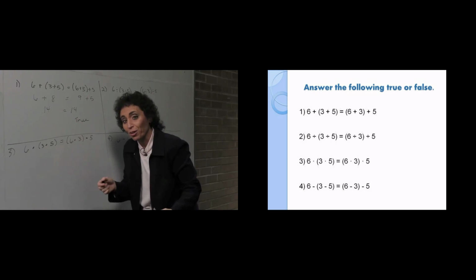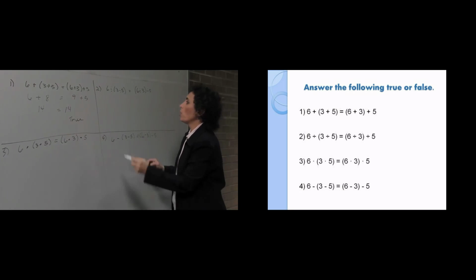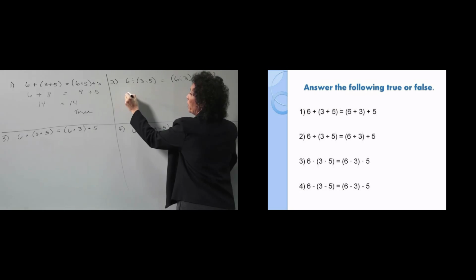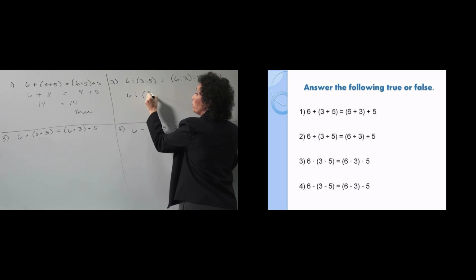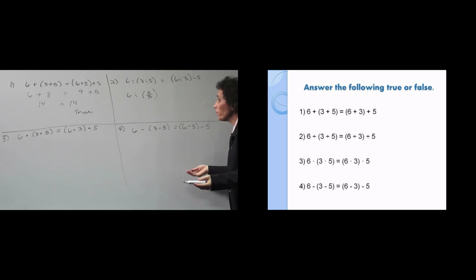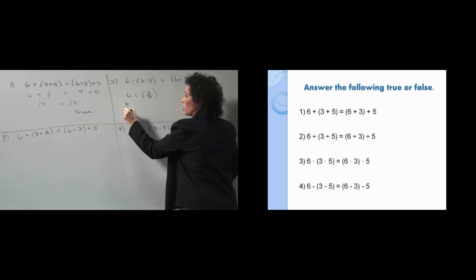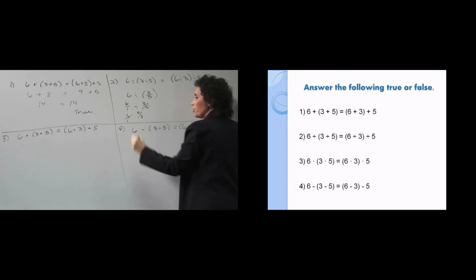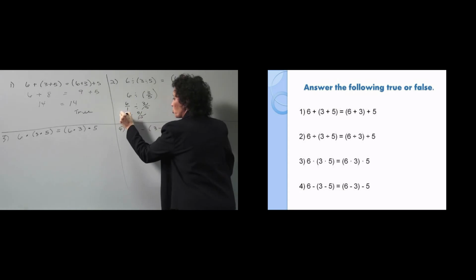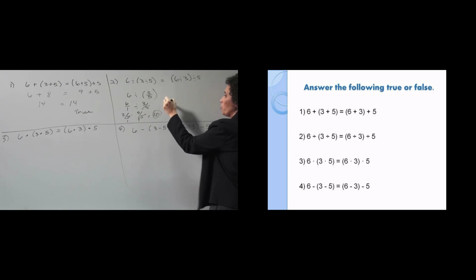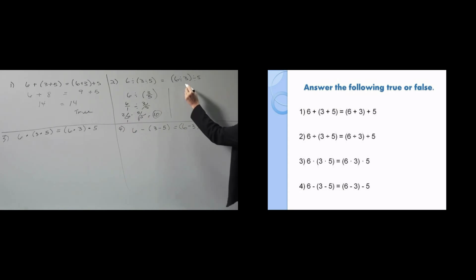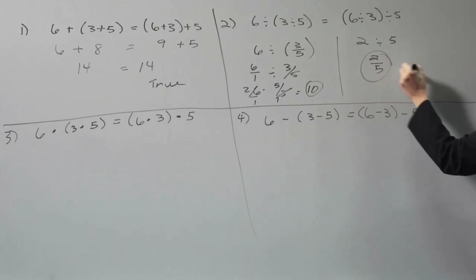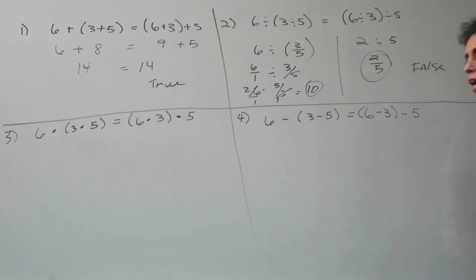Think about what we're probably going into that you've already done. Okay, so we have here, a little harder, 6 divided by (3 divided by 5). Well, I could just do this, 3 divided by 5, okay? And now I want 6 divided by that. Well, 6 divided by that is 6 times 5/3. 3 goes into 6 twice, and we get 10. So this side is 10. What's this side? 6 divided by 3 is 2. And 2 divided by 5 is 2/5. So these are not the same. So this is false. Okay?